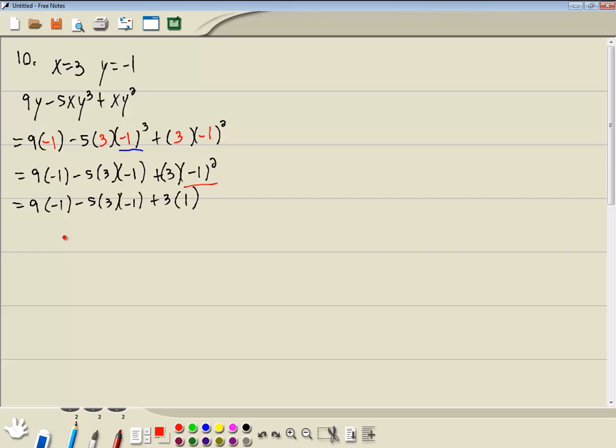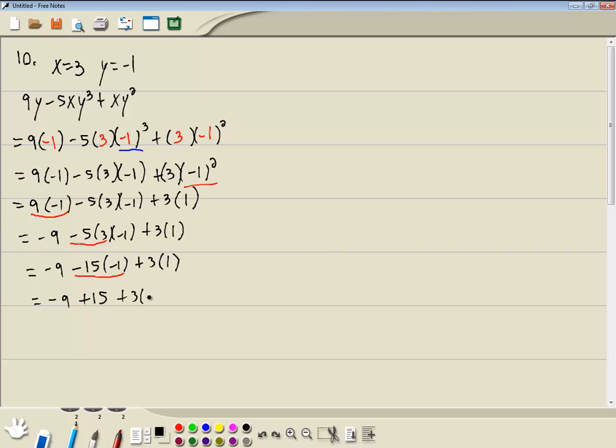Please excuse my dear multiplication division. Here's my first one. 9 times negative 1 gives us negative 9, and everything else carries down. Still doing the multiplication and division. Here's our next one. Negative 5 times 3. So we got negative 9. Negative 5 times 3 is negative 15. And I'll bring down the negative 1. Plus 3 times 1. Still doing multiplication and division. Here we got negative 15 times negative 1. Which gives us a positive 15. Plus 3 times 1. Still doing multiplication and division. Here's 3 times 1.